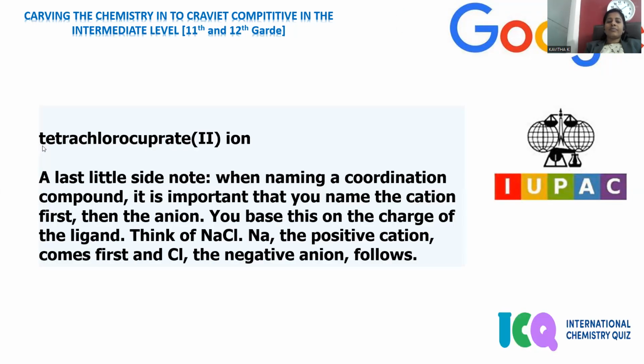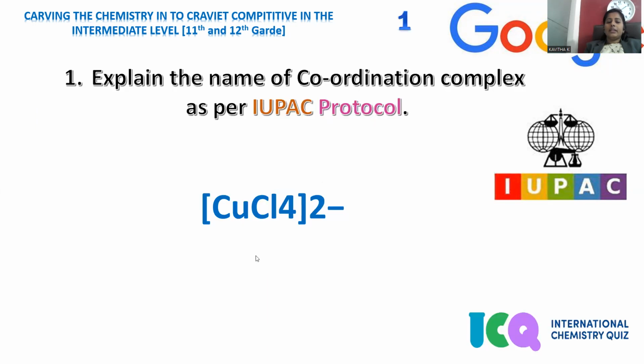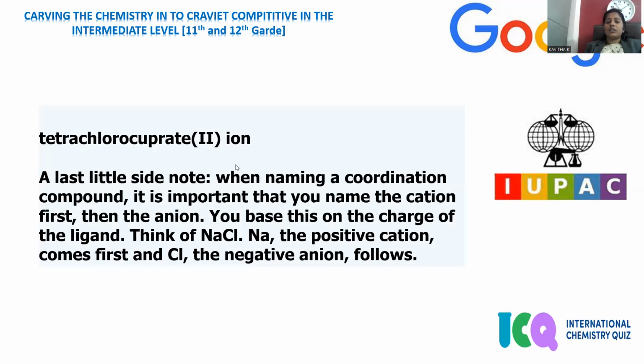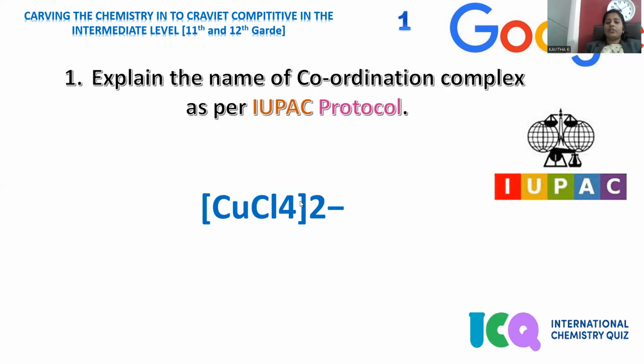So let me say tetrachlorocuprate, and let me count the oxidation state of the central metal. Here 4 chlorines contribute 4 negative charges, and the 4 negative charges are cancelled with the 2 negative charges, so the leftover will be 2. The 2 negative charge is counterbalanced by +2 charge on the copper metal. So here the Roman numeral II indicates +2 charge on the copper. So the entire name will be tetrachlorocuprate(II) ion, right?